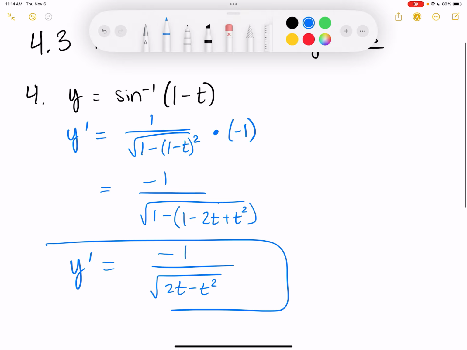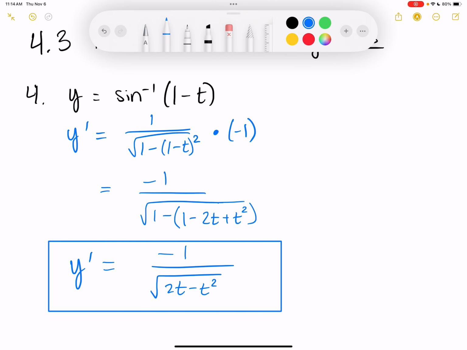And that's just the derivative of that. So it's not super hard. These are just very odd.